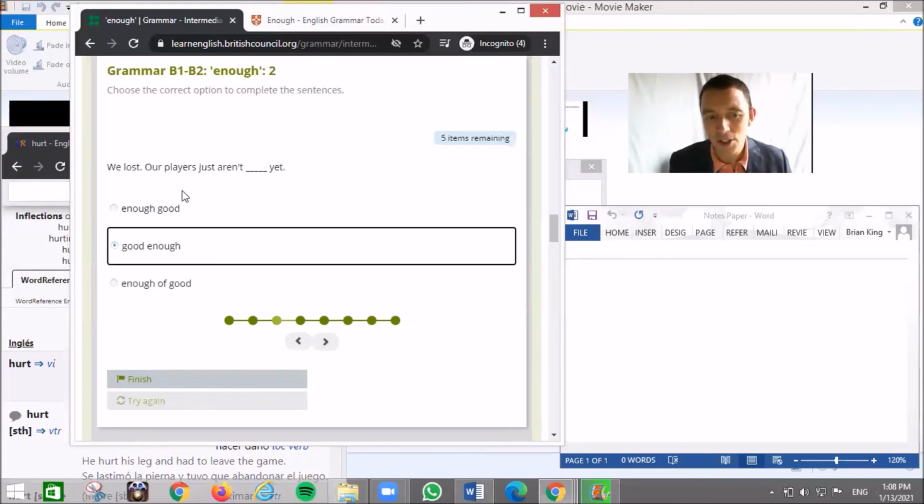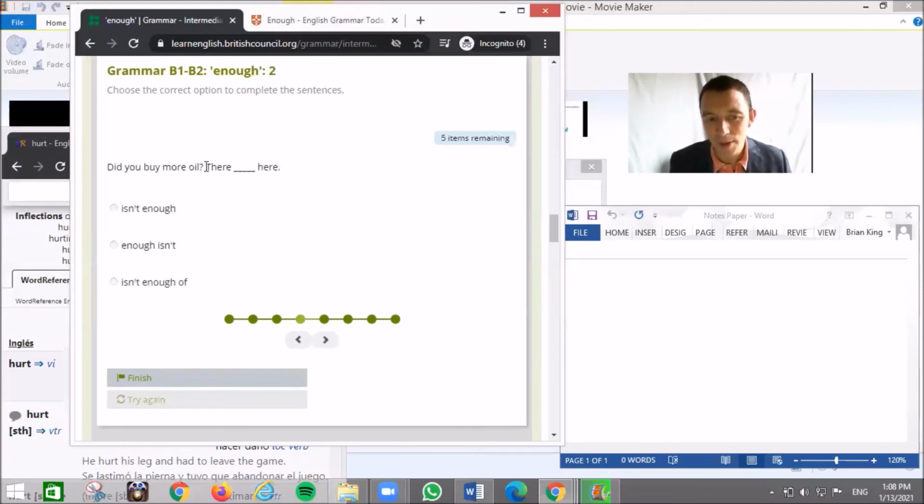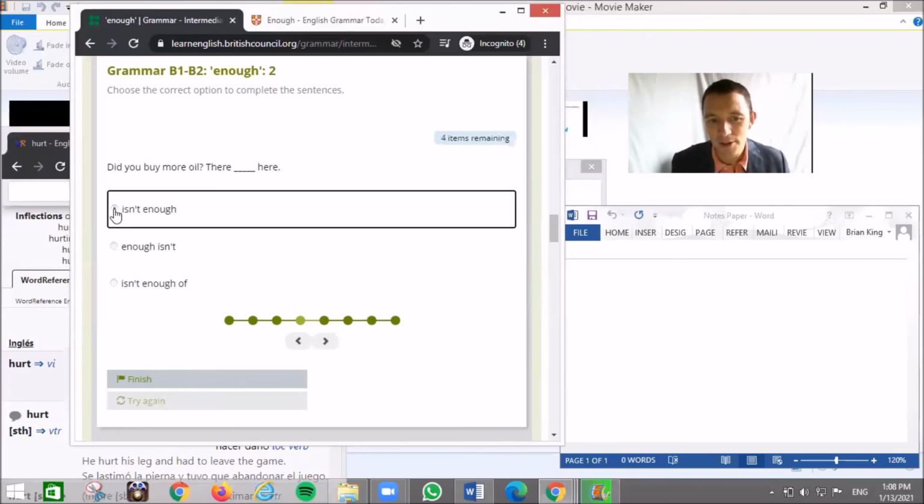And then the next one, "Did you buy more oil?" "There is not enough," or "there enough isn't," or "there is not enough of." And it's the first one, there is not enough, because it's the pronoun. In the context, we understand oil. We don't need to repeat the noun. For that reason, it's number 1.